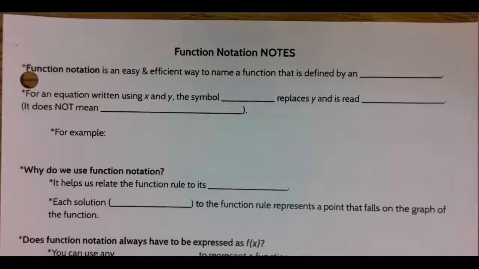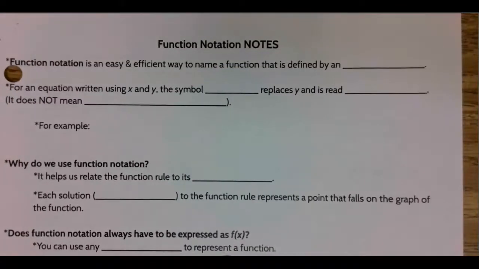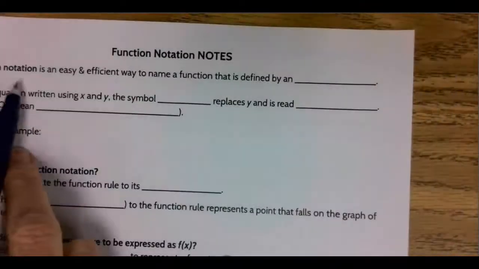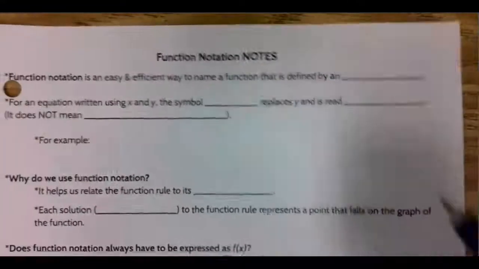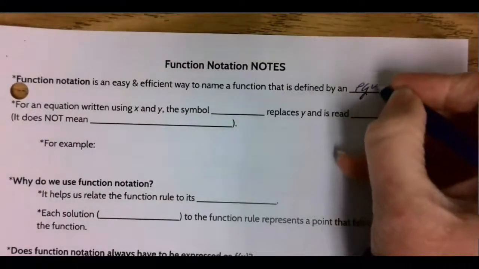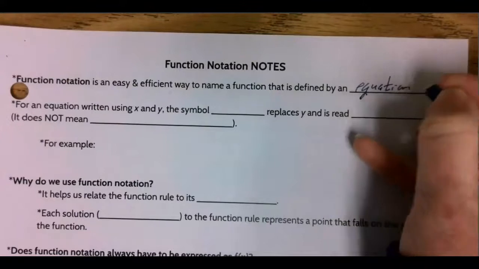Okay, so today we're going to talk about function notation. Yesterday we just talked about functions and relations. Now we're going to talk about how functions are written in notation. Function notation is an easy and efficient way to name a function that is described by an equation. So in other words, we're going to take an equation and write it in a different way.